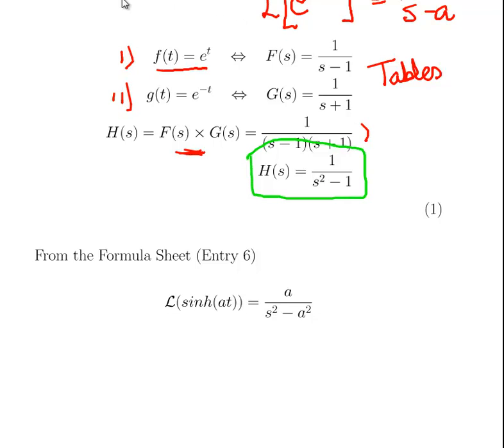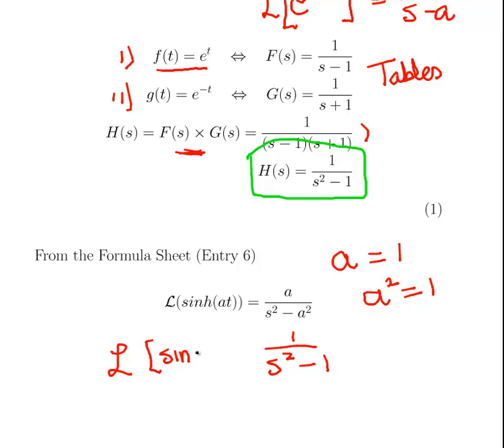Entry 6. And what I'm going to say is that a is equal to 1 and a squared is also equal to 1. So there we have 1 over s squared minus 1, or 1 squared. That means, working backwards, the hyperbolic sine, or sinh, as some people call it, of t, where a is just 1. At a equals 1, t equals 1.